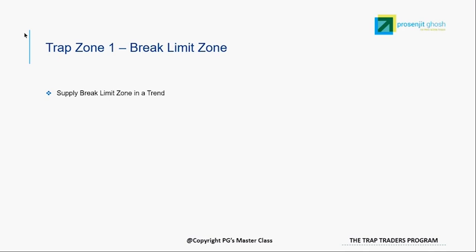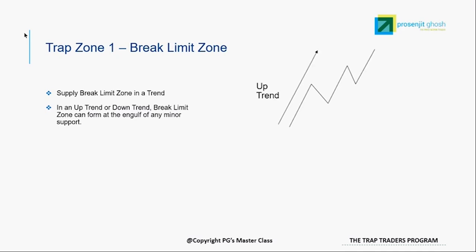So in the same way, in a trend, a supply break limit zone, how it can form, okay? So in an uptrend or downtrend, a break limit zone can form at the engulf of any minor support. Same way, opposite to it, a demand break limit zone. So what is happening? This is an uptrend again, right? In an uptrend, price suddenly breaks a support. Now, in an uptrend, we don't expect a support to be broken. We expect a supply or a resistance to be broken.